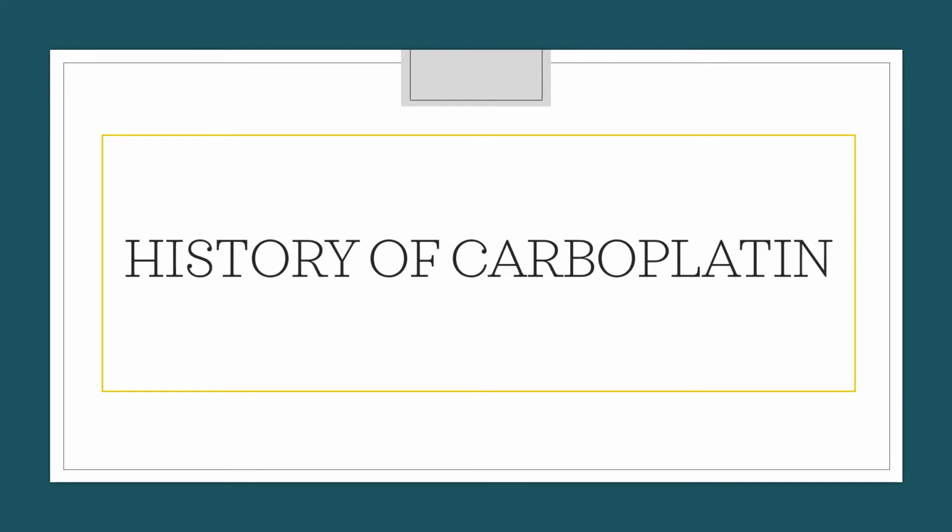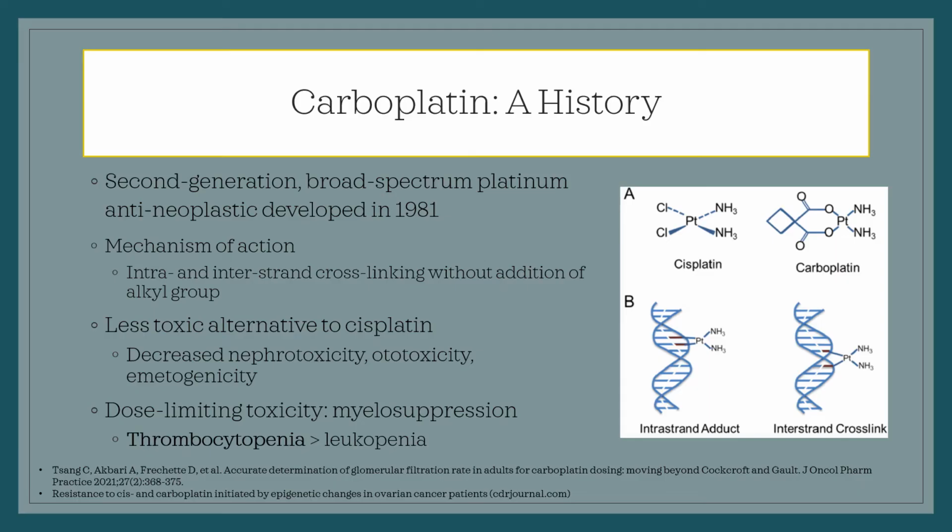So first off, an overview of carboplatin in general. Carboplatin is a second generation broad spectrum platinum agent that was developed in 1981. Cisplatin, discovered in 1965, was kind of the precursor to carboplatin, although both are still widely used today. But cisplatin really did help usher in our modern era of chemotherapy.